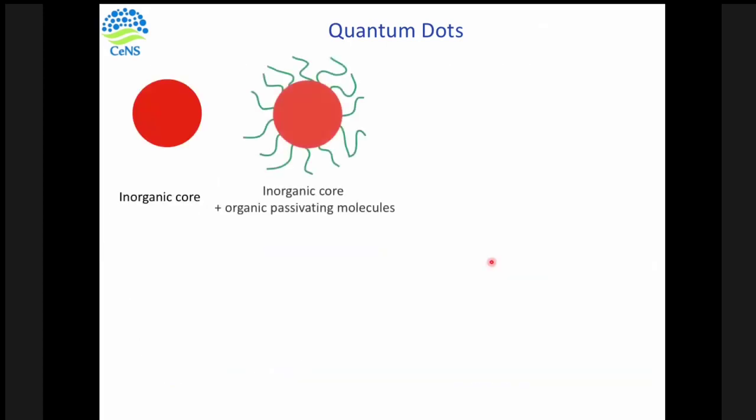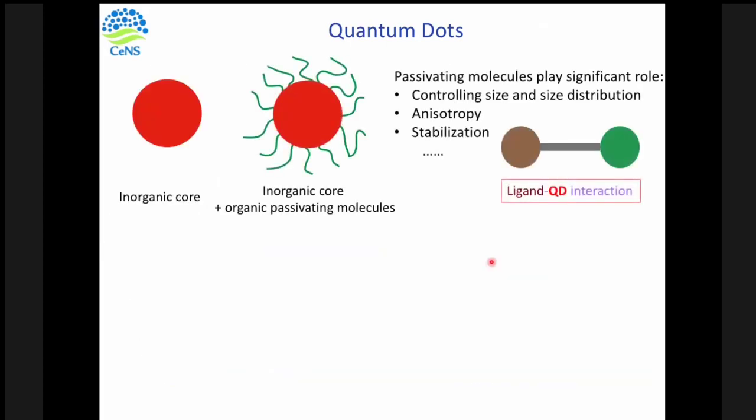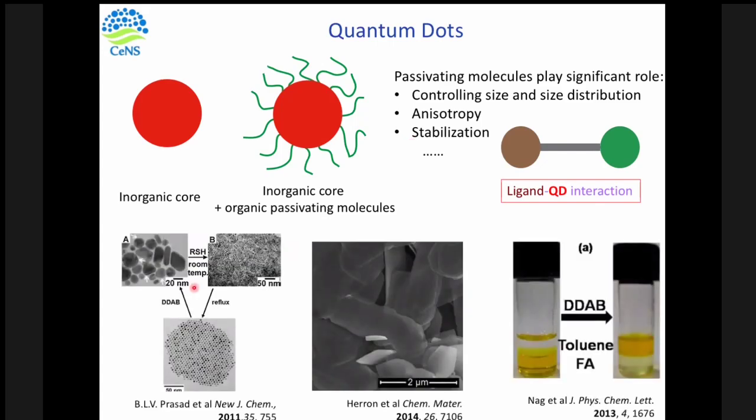Okay. Now, before I move to the next part, I would just quickly want to mention that we have so far talked about this inorganic core, but we have this inorganic core as well as the organic passivating molecules, the quantum dot and ligand. They play a major role in controlling the overall size distribution and the anisotropy. In this case, the gold nanoparticle has a very broad size distribution, but when people add thiol to this at room temperature, it goes to monodisperse. And when they reflux it, the size distribution goes down even further. And this process is reproducible.